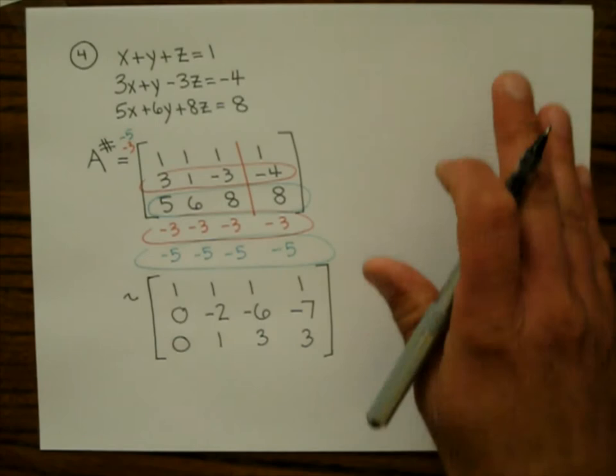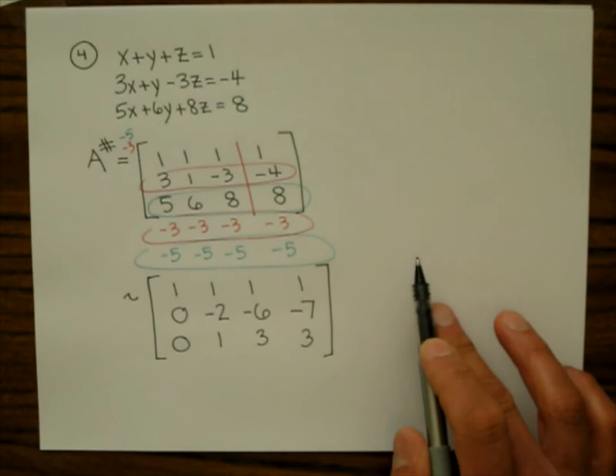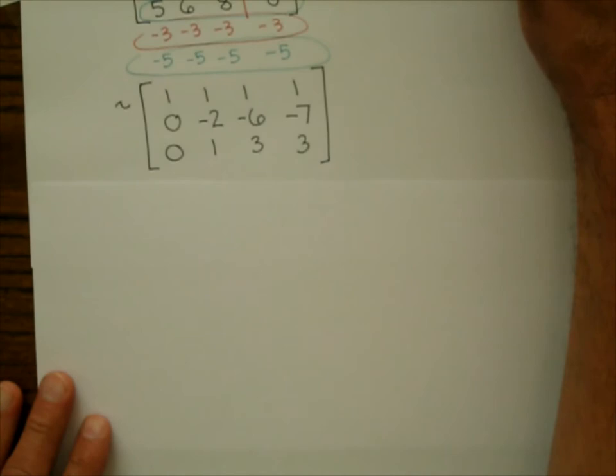Oh, wait a minute. I need to get a new piece of paper here, and I know what you're thinking. You're like, you got room over there. That is a good point, but I just like to keep working these things going down here.